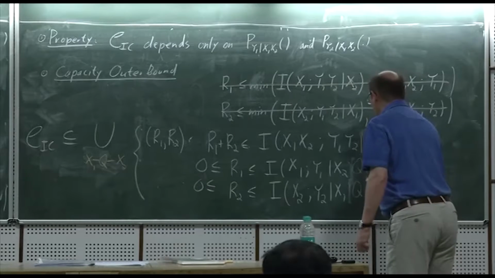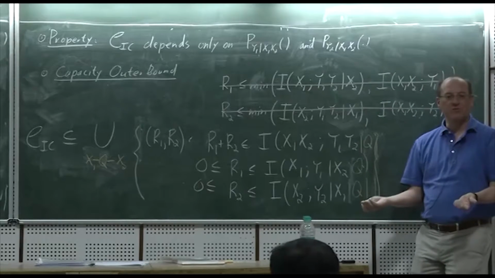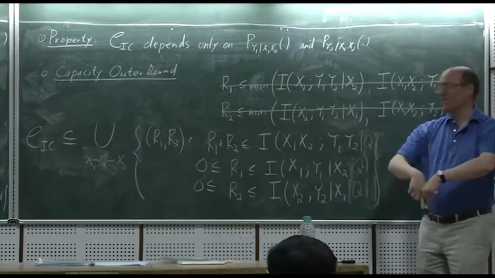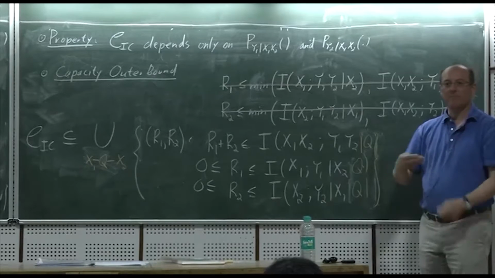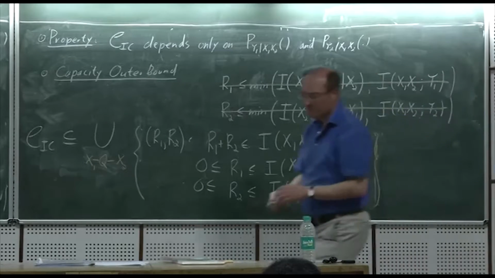So this gives me a better bound because now the X1, X2 cannot have any joint distribution. They're limited to be conditionally independent given the timing. So here the Q represents the time. Okay, so this is a strengthening, an obvious strengthening of the cut set bound for this problem.